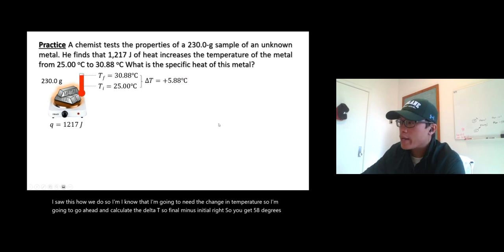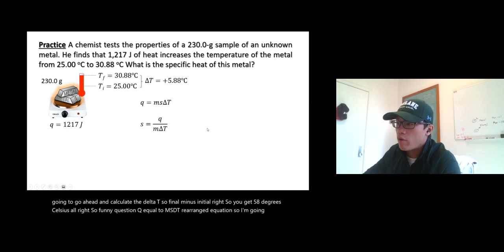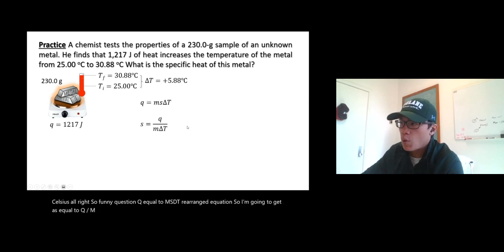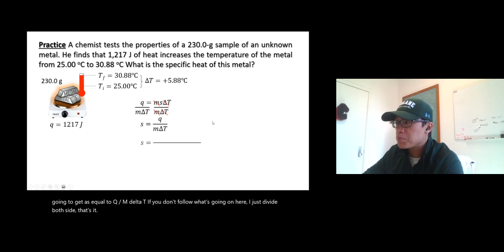All right, so plug in one equation, Q equal to m s delta T. Rearrange this equation, so I'm going to get s equal to Q over m delta T. If you don't follow what's going on here, I just divide by m delta T on both sides. That's it. All right, the rest is just plugging in.